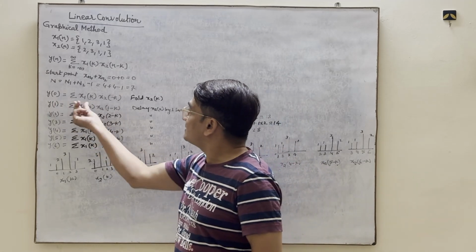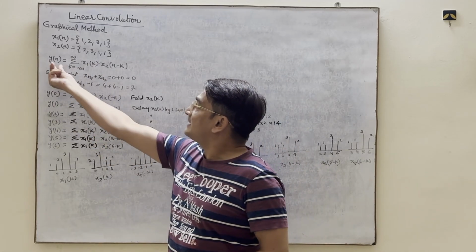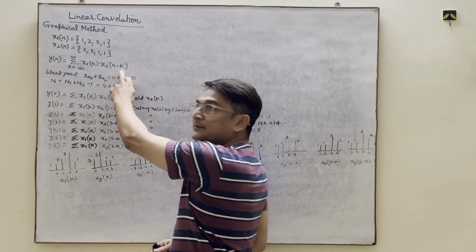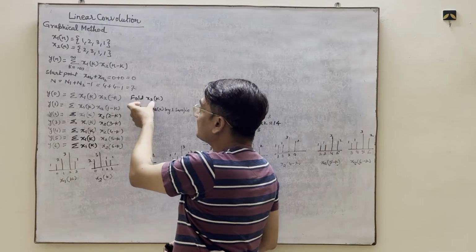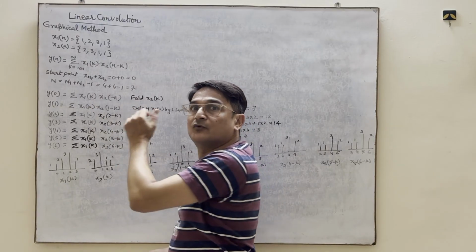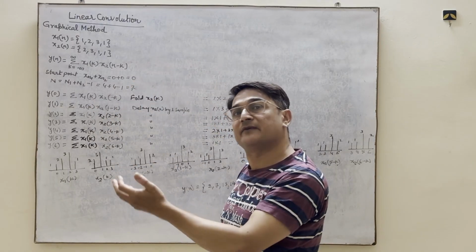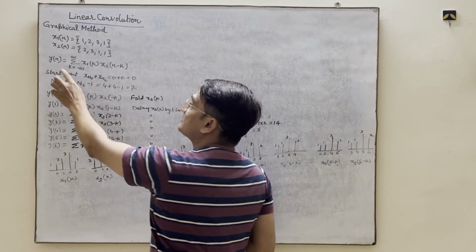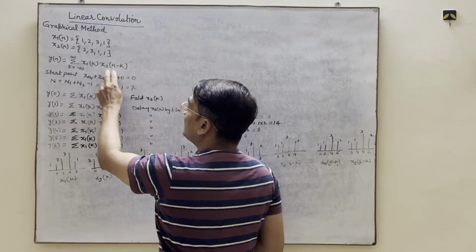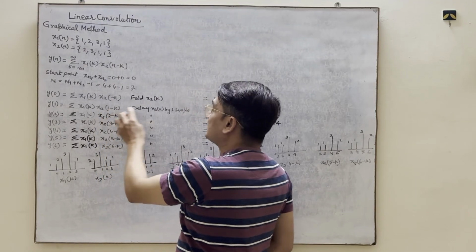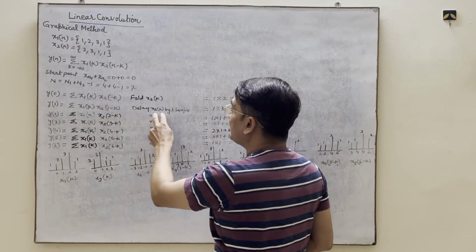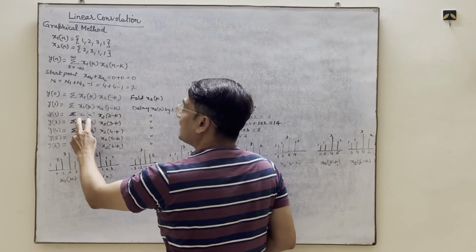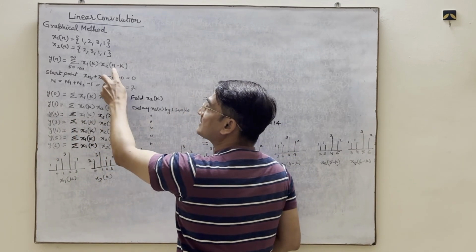Now y0 is equal to, if you put n equal to 0 in this formula, it will become x1[k] x2[minus k]. That means x2[k] is folded. Folding and shifting we have already discussed in our previous videos. Now y1, that means you are putting n equal to 1, so it will become x1[k] x2[1 minus k]. So that means after folding you are delaying x2[k] by 1 sample. Then y2 will be x1[k] x2[2 minus k].